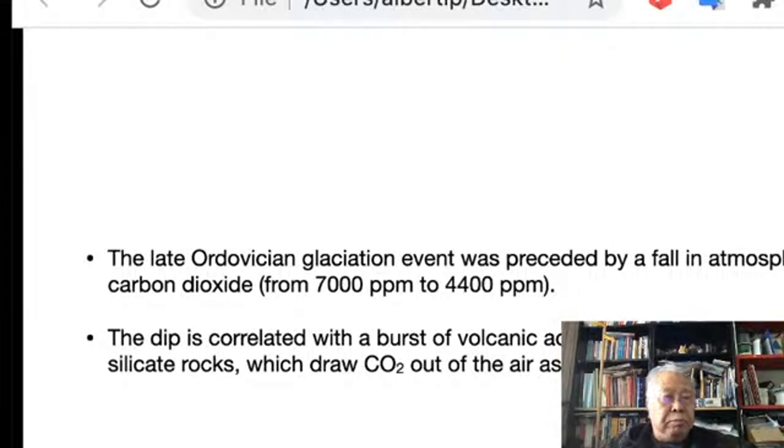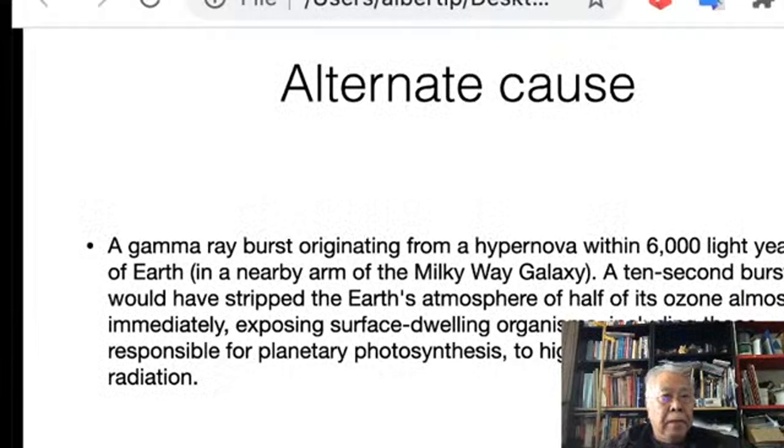This is preceded by a fall in atmospheric carbon dioxide. Again, it is carbon dioxide wreaking havoc. The dip is correlated with a burst of volcanic activity that deposited new silicate rocks, which draw carbon dioxide out from the air. So again, it is the weathering. Of course, there are other people's explanations.